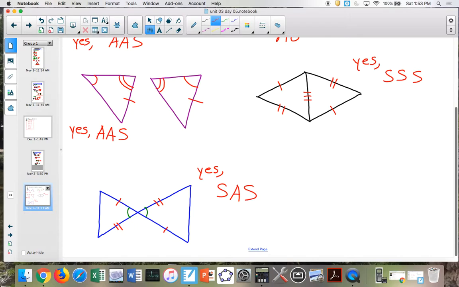Okay, so now you have some worksheets to work on, and hopefully you'll be able to understand when two triangles are congruent and when they're not, given certain bits of information.